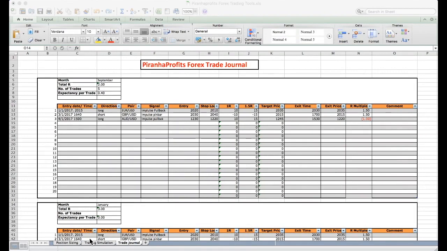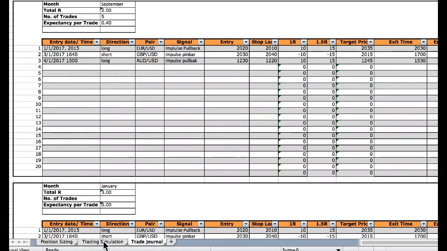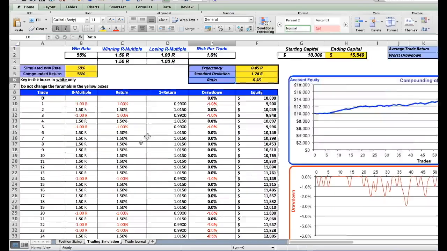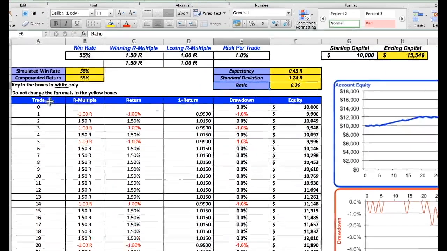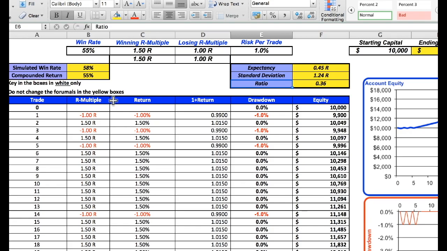Okay, finally, notice I've also given you this tab that says trading simulation. Okay, and this is the trading simulation sheet where you can expect what kind of results you will get as you trade.